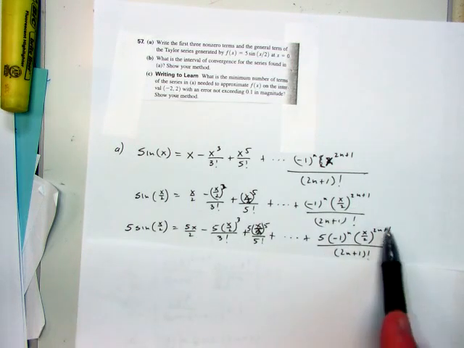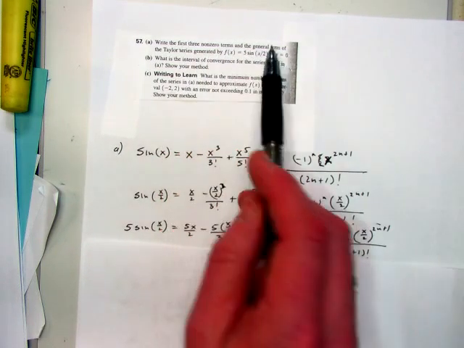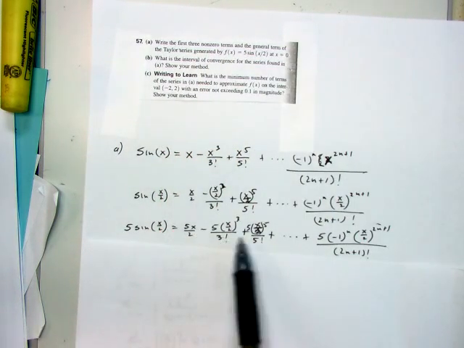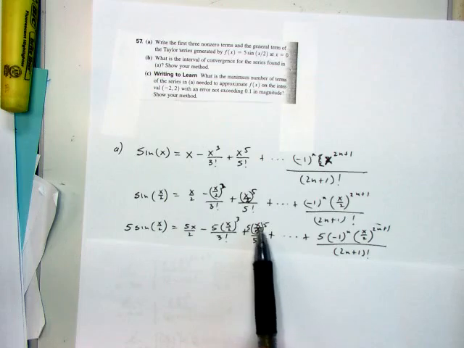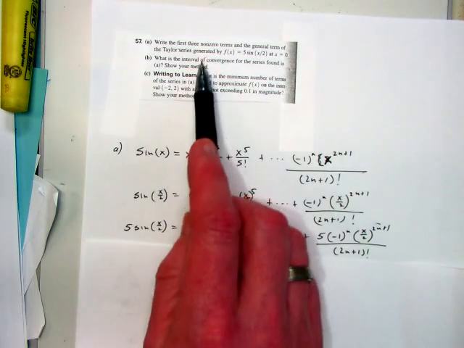So here's my general term. That is the first 3 non-zero terms and the general term. So there they are, the first 3 non-zeros. And that's an x over 2 in the general term. So now we want to find the interval of convergence.